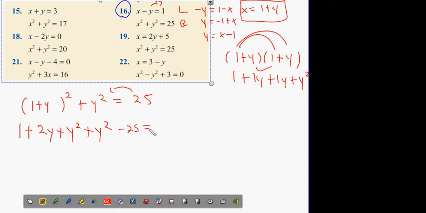Now guys, you guys are good at these, okay? So what we can do here is 2 ways. The first thing you do is add the y squareds together, and what do you get? 2y squared. Then you have 2y in the middle. Now what's minus 25 plus 1? Minus 24.